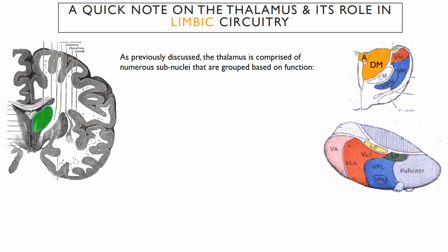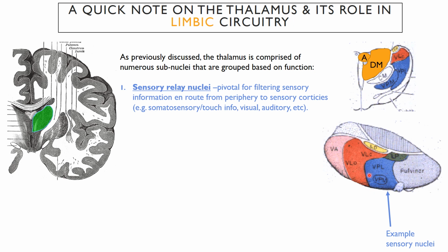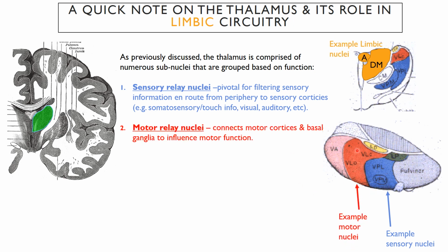So again, a quick little summary of the thalamus. This is a figure we've seen a few times, right? We've talked about the thalamus being numerous subnuclei that are grouped based on function, that we have sensory relay nuclei in blue. We got the motor relay nuclei in red. So we talked about that in the first two parts of this course.